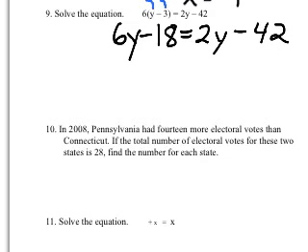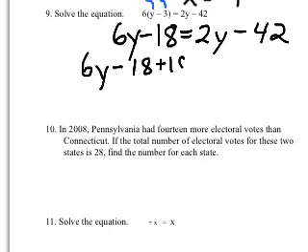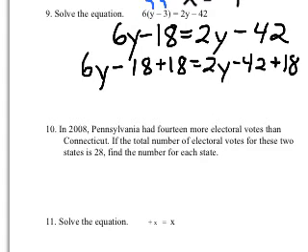Okay, so we want to get our y terms all on one side, our variable terms on one side, and our numbers on the other side. It doesn't matter which one you start with. You can start with the y terms, or you can start with the constants, the numbers. So I think I'll start with the numbers in this case. So to get rid of that negative 18, I'm going to add 18. 6y minus 18 plus 18 equals 2y minus 42 plus 18.